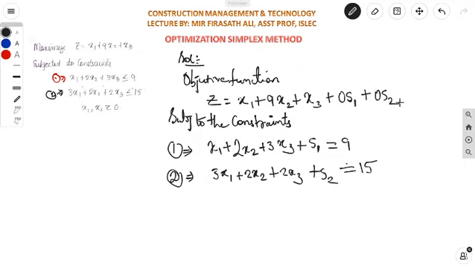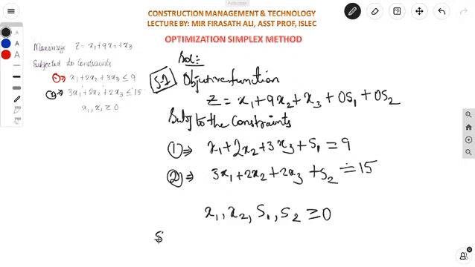Now our modified objective function is as follows: Z is equal to x1 plus 9x2 plus x3 plus 0 s1 plus 0 s2, where x1, x2, x3, s1 and s2 are all greater than or equal to 0. This was nothing but step 1. So what is our step 2? Step 2 is formulation of the initial simplex table.